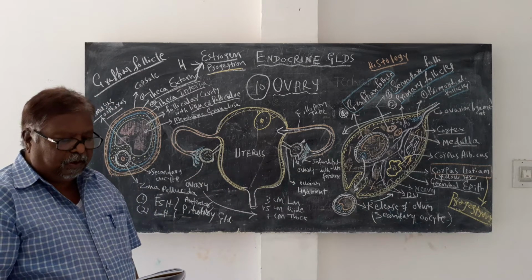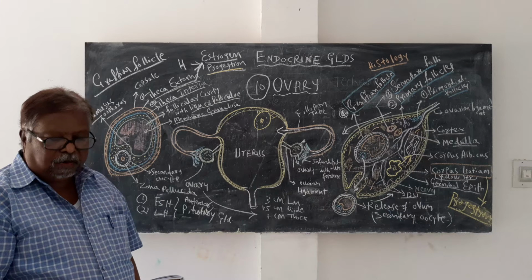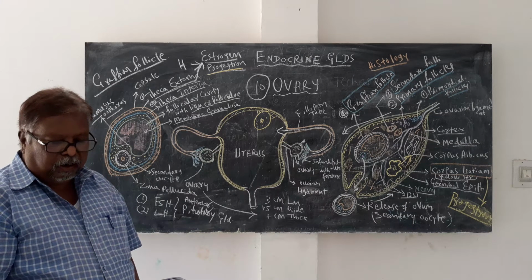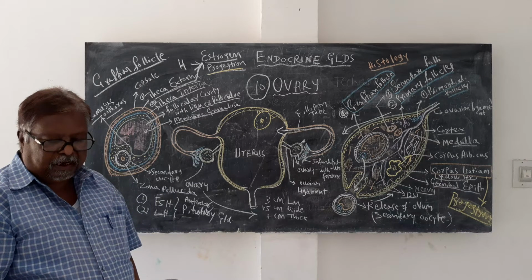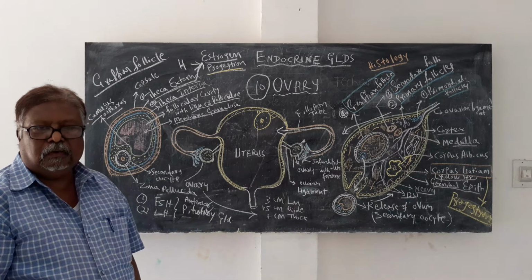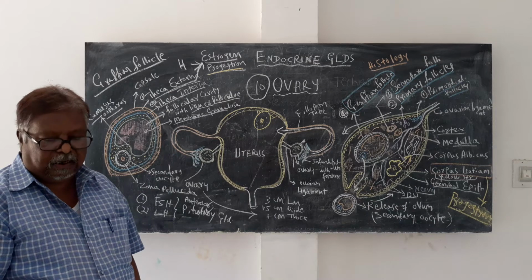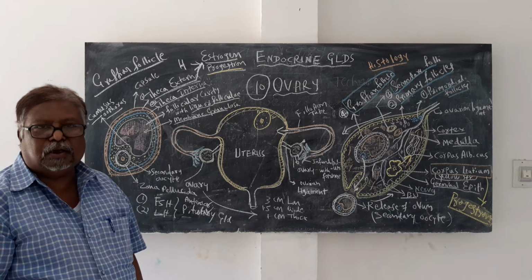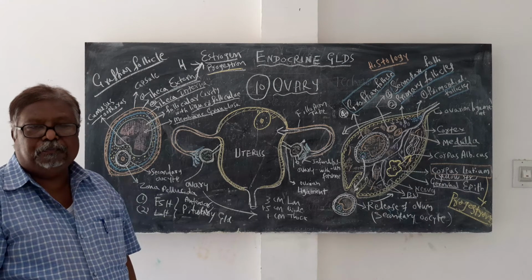Coming to the functions of the estrogen, at the onset of puberty, estrogen plays a very important role in the development of female secondary sex characters. The female secondary sex characters are developed by the hormone called estrogen during puberty.